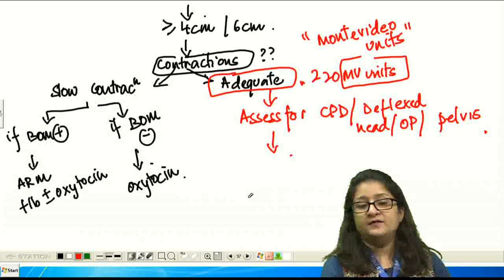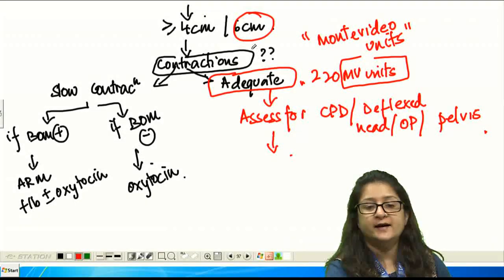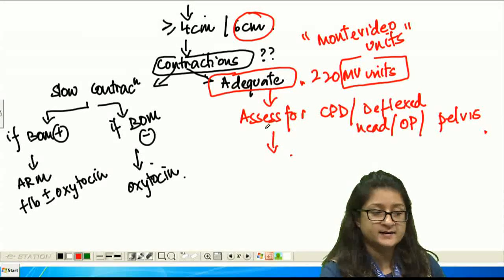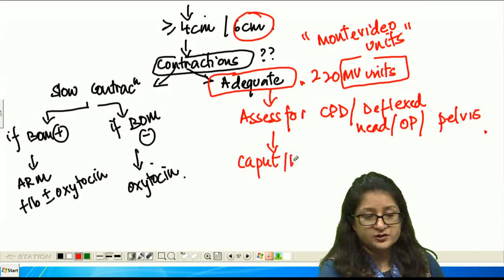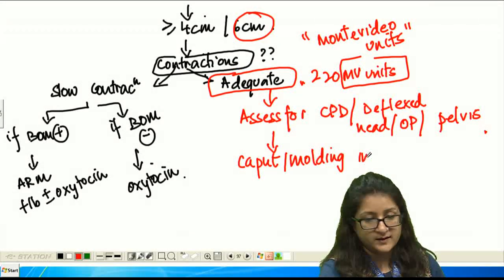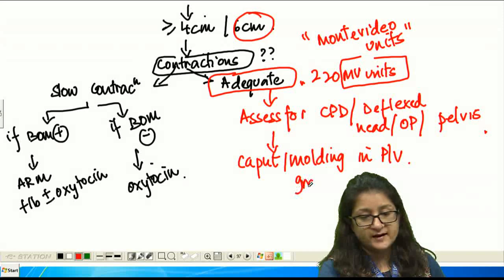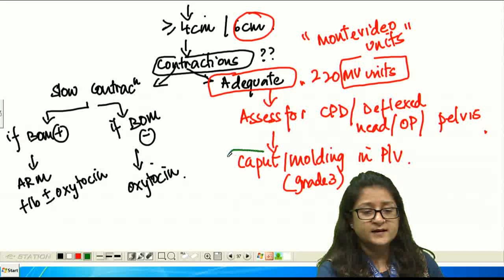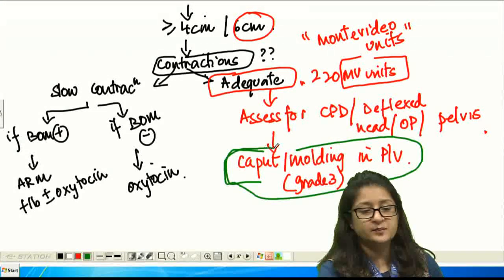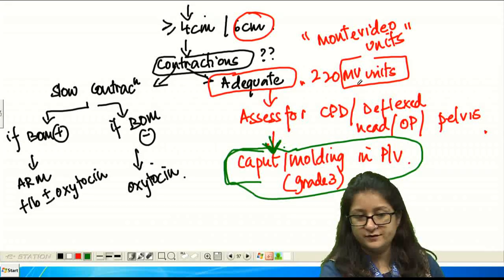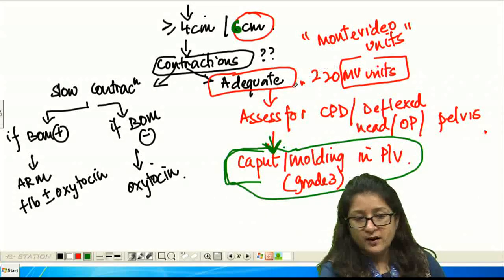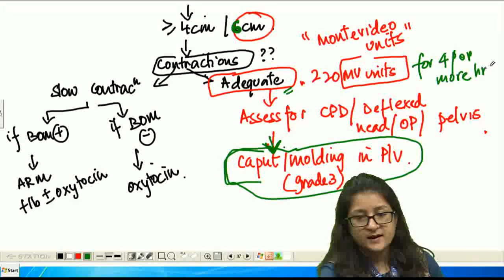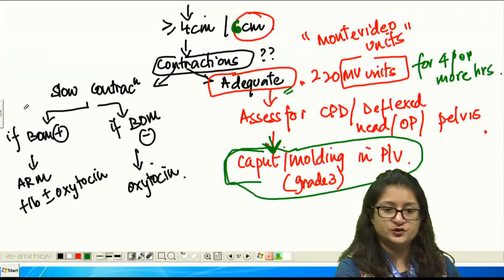We have to see the pelvis, whether it is adequate or not. And if the question says a woman is 6 centimeter dilated with 4 hours of good contractions, yet no change in the findings, and there is caput formation or molding in the PV examination, molding especially grade 3, these will go in favor of these findings: caput, grade 3 molding in the PV in the setting of arrest of dilatation, adequate contractions for 4 or more hours. This kind of a clinical picture if given to you, okay.